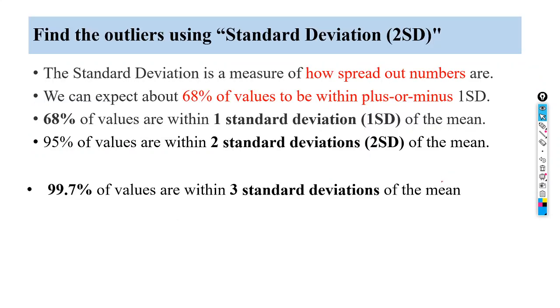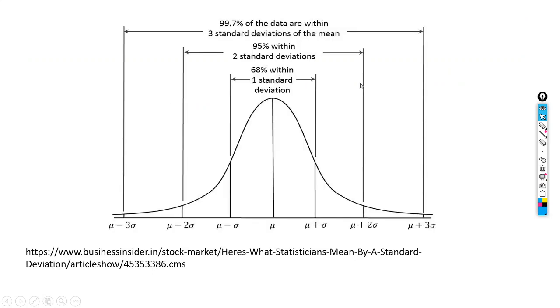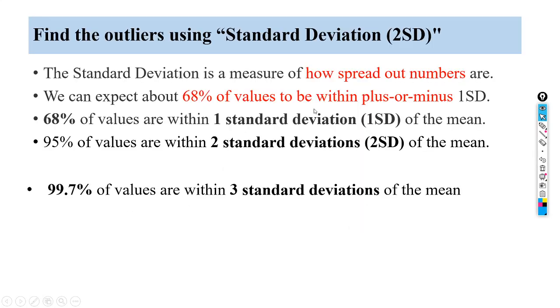Next we have to find the outliers using the standard deviation. Standard deviation is a measure of how spread out the numbers are, which means we can expect about 68% of the values to be within plus or minus one standard deviation.